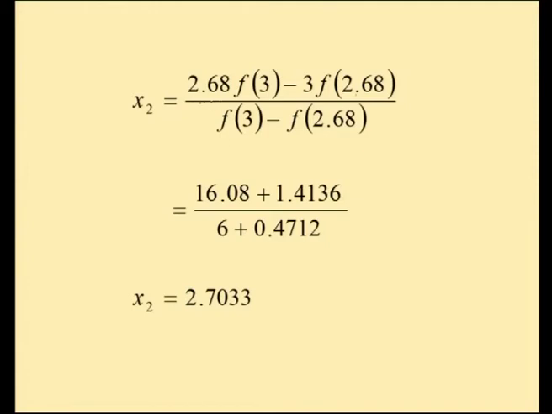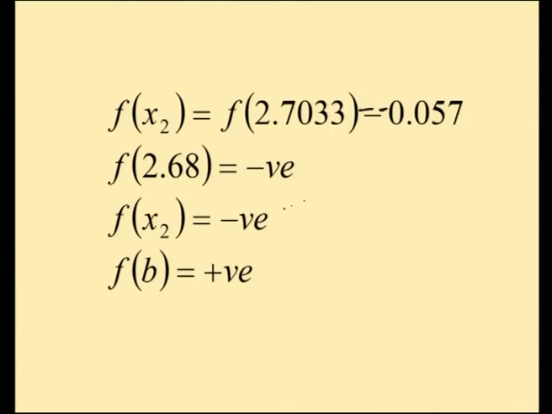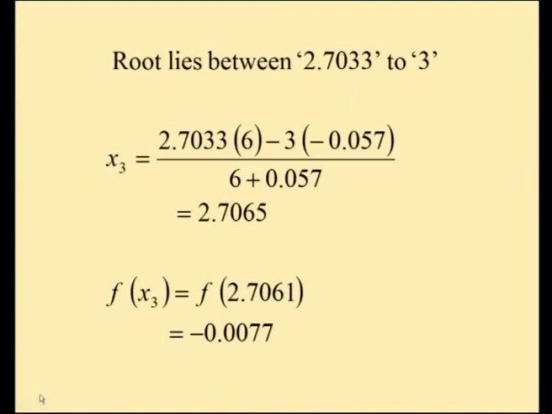Then we compute x2. x2 is 2.68 into f of 3 minus 3 into f of 2.68 divided by f of 3 minus f of 2.68, and this value comes to be 2.7033. Then f of x2 is calculated. f of 2.7033 is equal to minus 0.057, and f of 2.68 is negative, f of 2.7033 is negative, and f of 3 is positive. So the root lies between 2.7033 and 3.